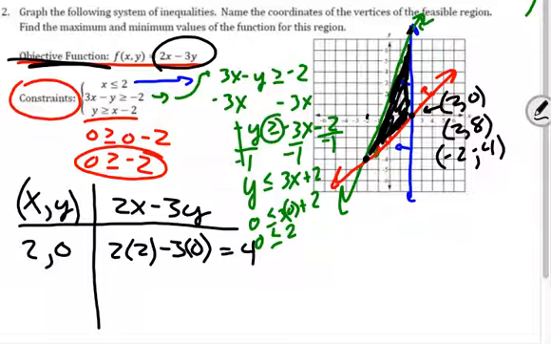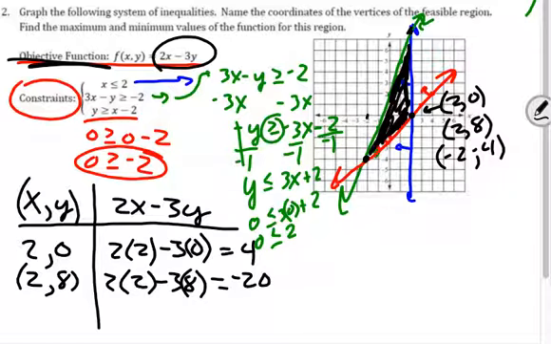Next one, what do we got? 2, 8. 2 times 2 again for our x, minus 3 times 8. This is 4, 3 times 8 is 24, so it's 4 minus 24. That's going to give us negative 20.